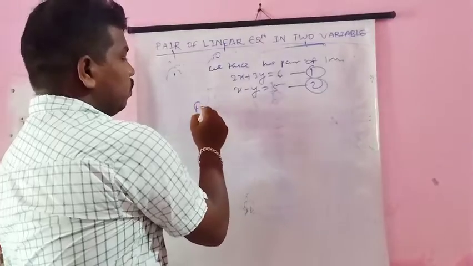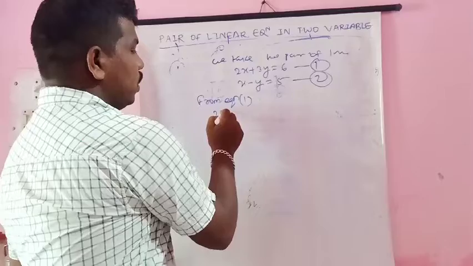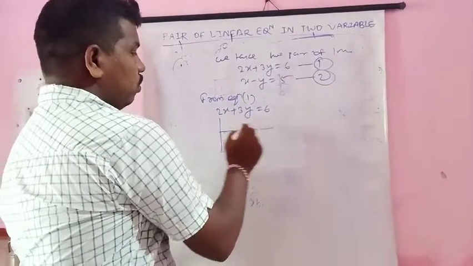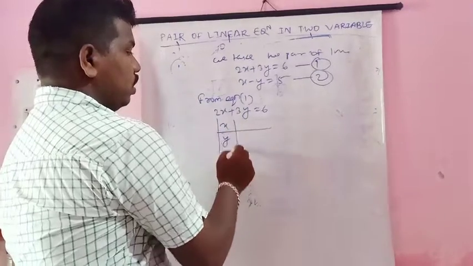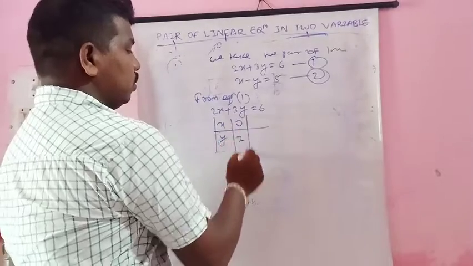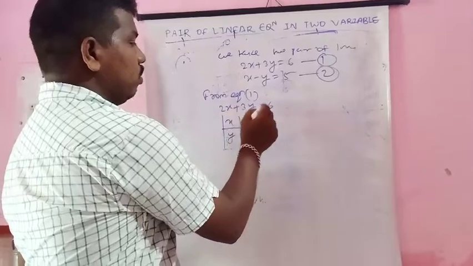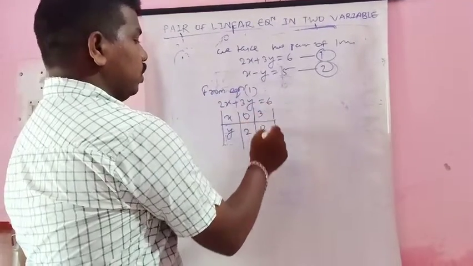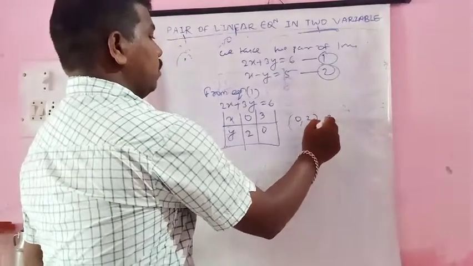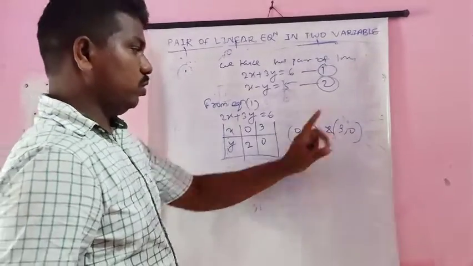So first from equation 1, we take 2x plus 3y equal to 6 and draw the table. Take x equal to 0, y equal to 6 by 3, that is equal to 2. Then take y equal to 0. If you put y equal to 0, then 2x equal to 6, x equal to 3. So from the first equation we get the points (0, 2) and (3, 0).